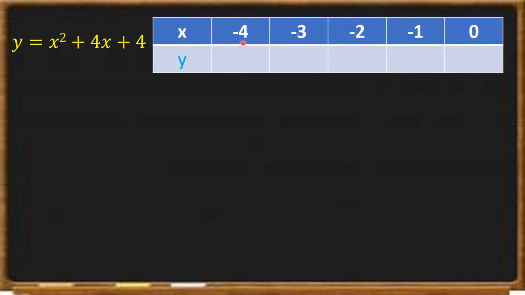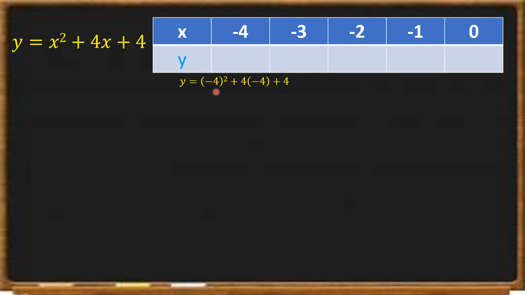So, bakit nag-iba ako ng values ng x? Kasi pag negative 2, negative 1, 0, hindi makaka-form ng parabola. Kaya, nag-isip ako ng ibang value na makakapag-form ng parabola. So, kapag negative 4 ito, substitute natin dito, negative 4 squared plus 4 times negative 4 plus 4. So, papalitan nyo lang yung x squared tsaka x dito. Ayan yun. So, y is equal to negative 4 squared plus 4 times negative 4, kasi 4x yan, plus 4.